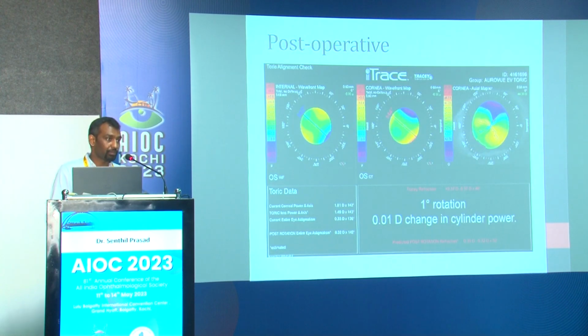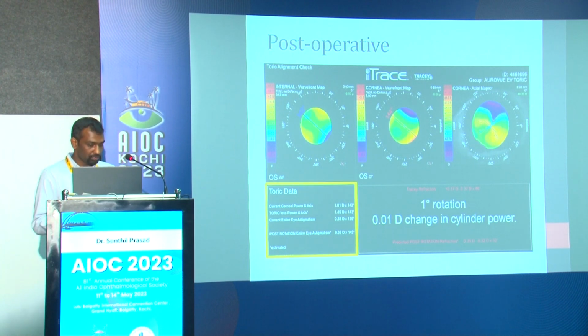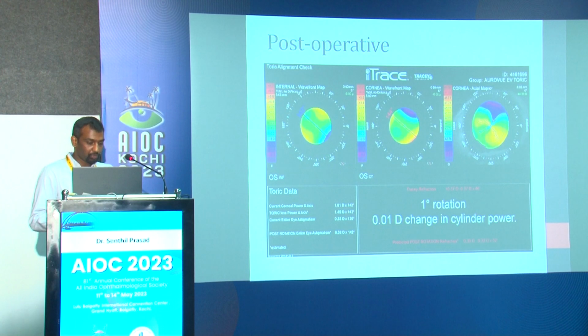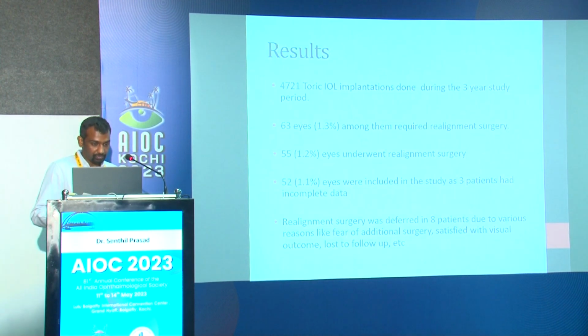So this is an example where post realignment surgery we took the wavefront aberrometer data. Same data, it shows what is the corneal astigmatism, the IOL power, the astigmatism correction of the IOL, at what axis it is. It shows the IOL is at 140 degrees now. So when you see the data over here, it suggests only 1 degree rotation, which means almost the toric IOL is aligned to its perfect axis.